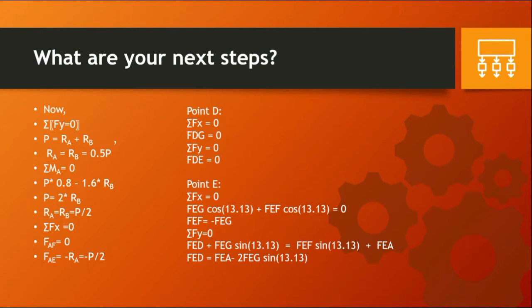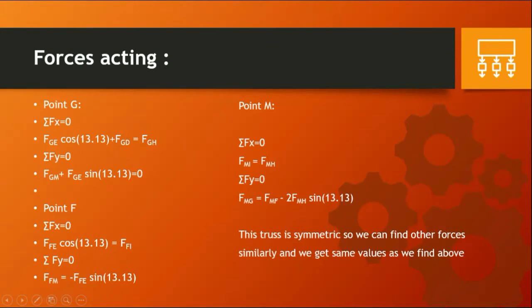Let us talk about point E. Summation Fx equal to 0. Therefore, Fbg cos 13.13 plus Fef cos 13.13 equal to 0. Therefore, Fbg equal to negative of Fef. Similarly, summation Fy equal to 0. Therefore, Fed plus Feg sin 13.13 equal to Fef sin 13.13 plus Fea. Therefore, Fed equal to Fea minus 2 times Feg sin 13.13. Similarly, force at GFM can be calculated.